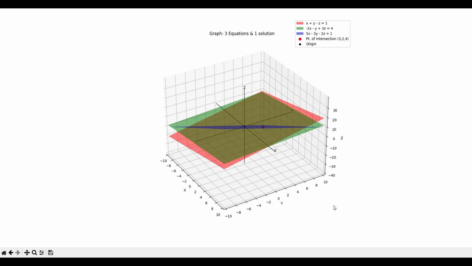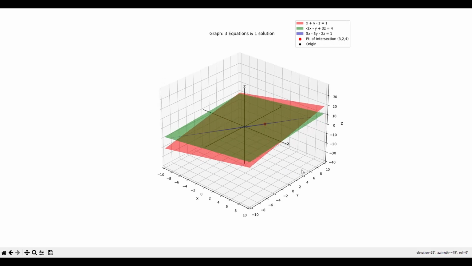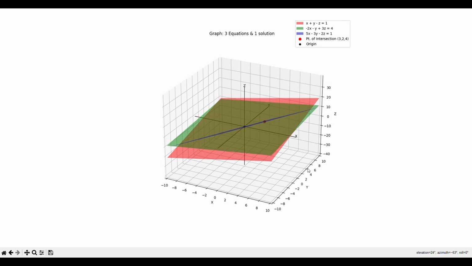Next, let's look at how the 3 planes can intersect in 3D space. First, if the 3 planes intersect at exactly one point, the system will have one unique solution. Let's visualize one such system of equations. Here we see the three planes represented by different colors, with the system of equations like this: x plus y minus z equal to 1, negative 2x minus y plus 3z equals 4, and 5x minus 3y minus 2z equal to 1.